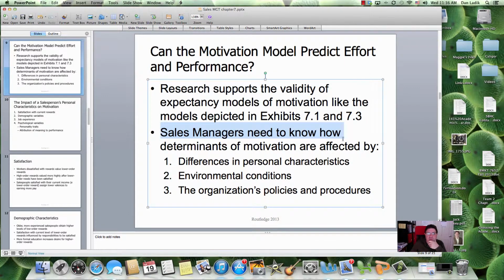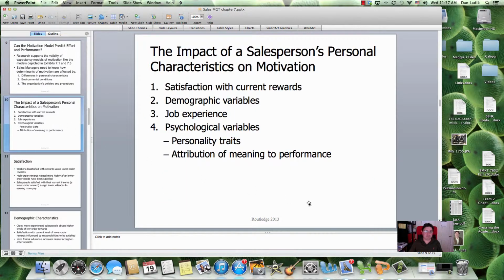Sales managers need to know how the determinants of motivation are affected by differences in personality characteristics and environmental conditions. Mainly, think about what's happening inside the firm versus their industry versus what's happening in the overall economy, and how this also relates to policies, procedures, and stuff within the corporation. So, the impact of a salesperson's personal characteristics on motivation.